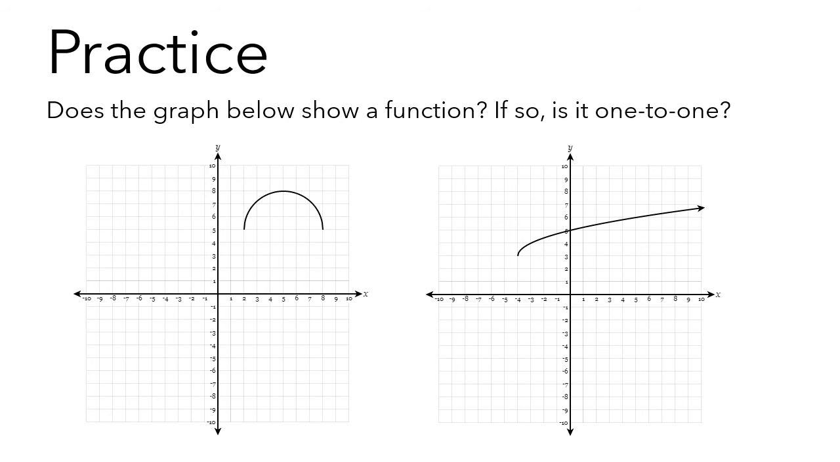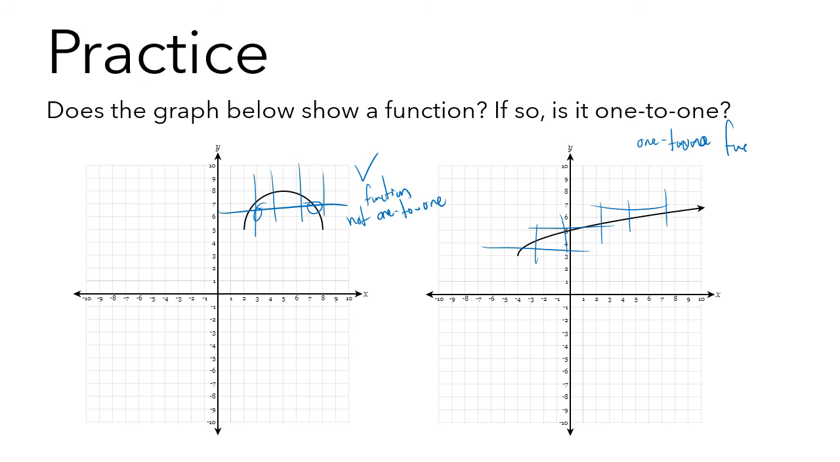So let's try a vertical and horizontal line test. Does the graph below show a function, and if so, is it one-to-one? Vertical line test, yes, it's a function. Horizontal line test tells us no, it is not one-to-one. The next one, yes, it is a function, passes the vertical line test and the horizontal line test. So this is a one-to-one function. How did we spell that wrong? One-to-one function.